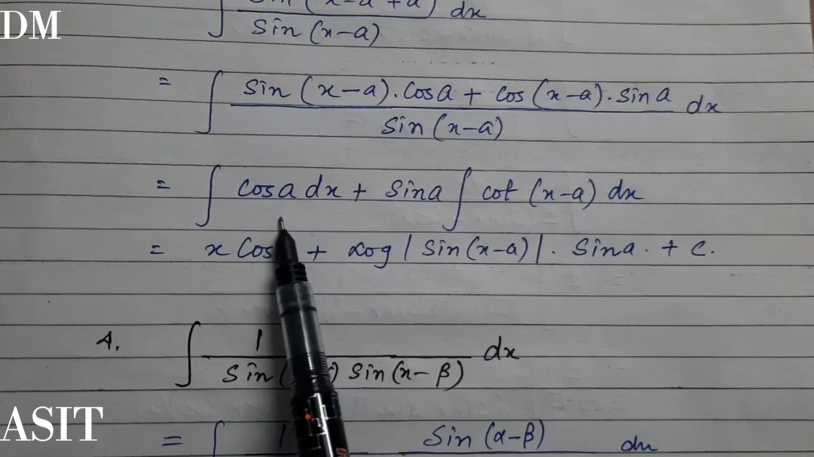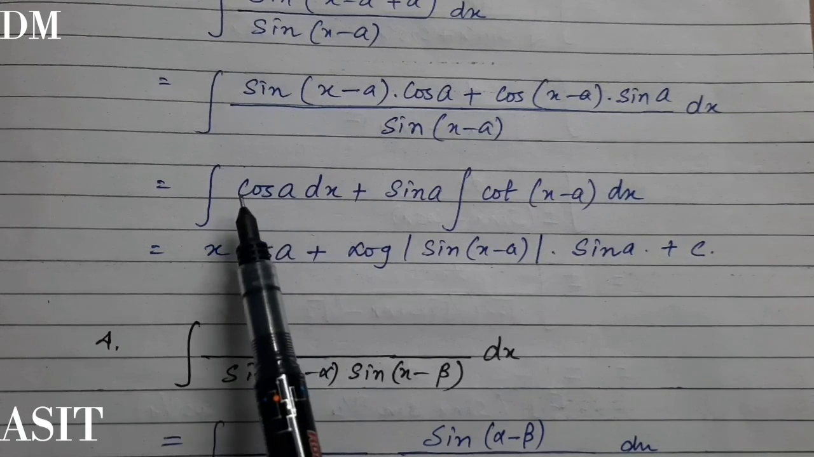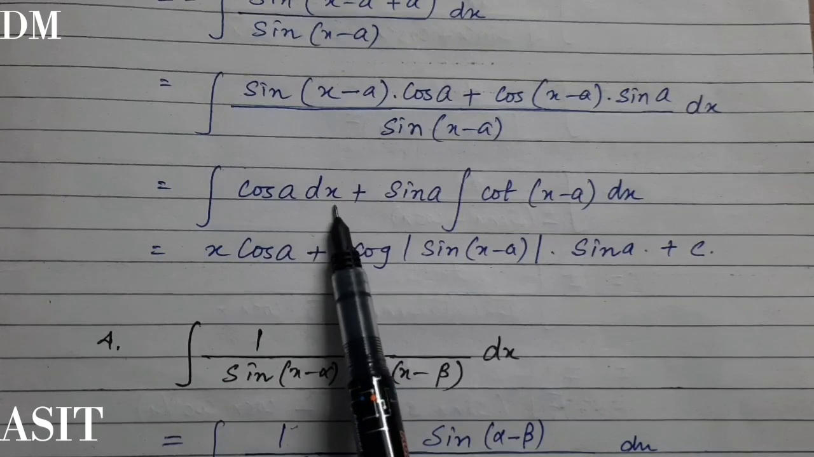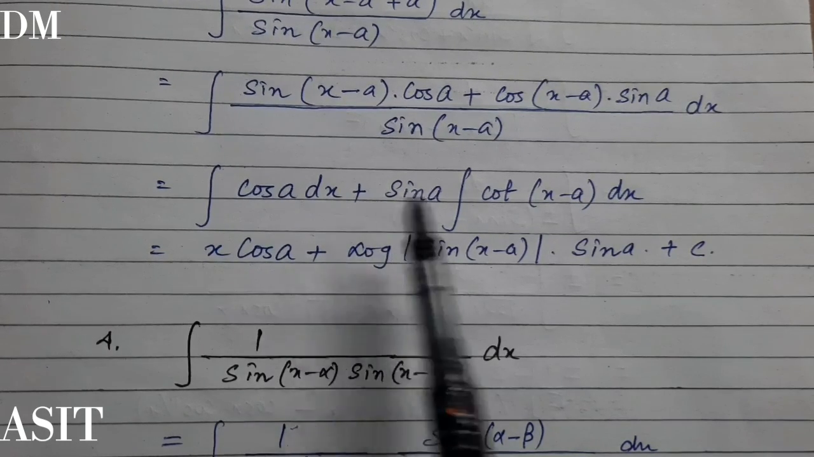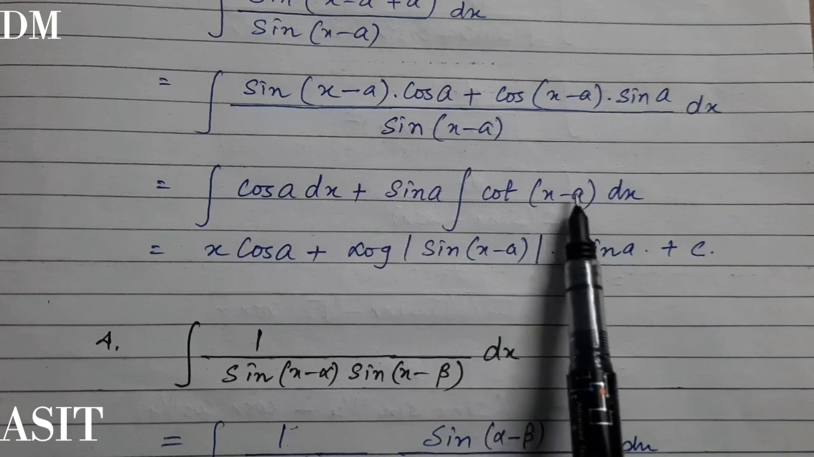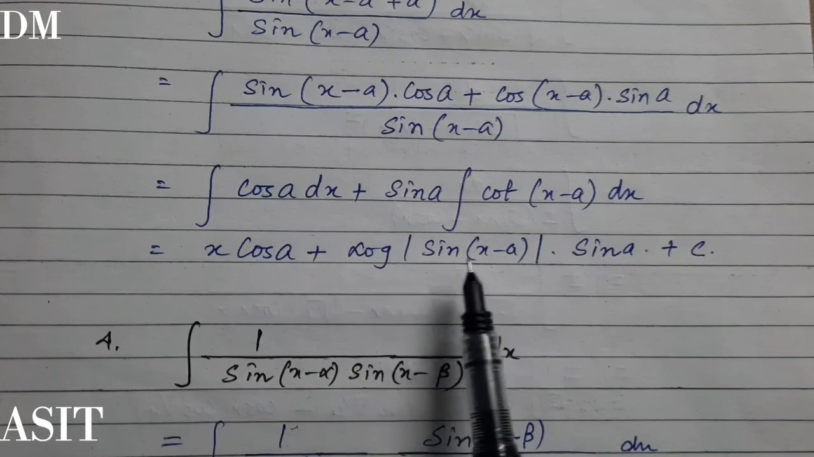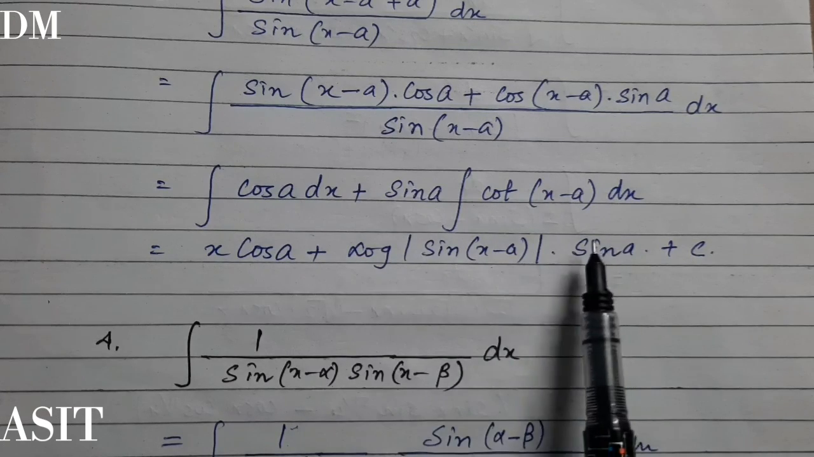Now after the integration, cos a is a constant number, so that means it is the integration of dx, so x cos a, plus sine a is outside. Now the integration of cot of x minus a will be log mod sine of x minus a, into sine a, because sine a is outside, plus.